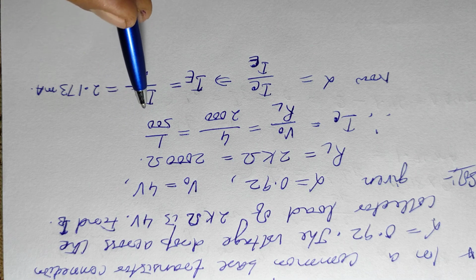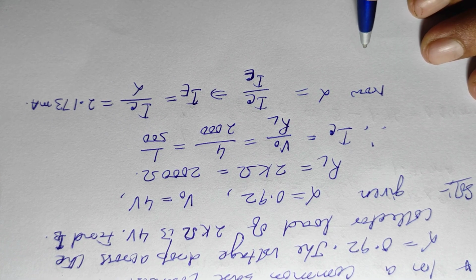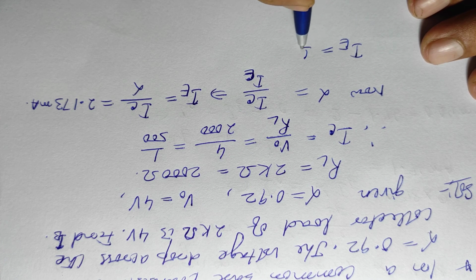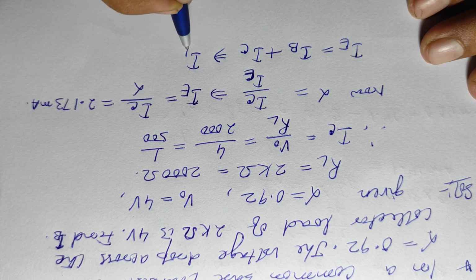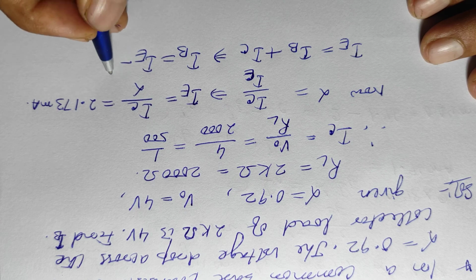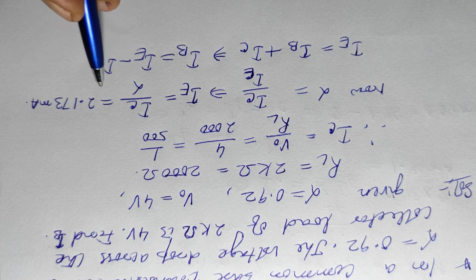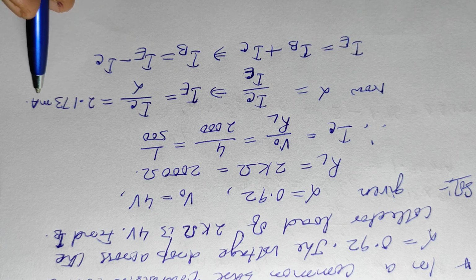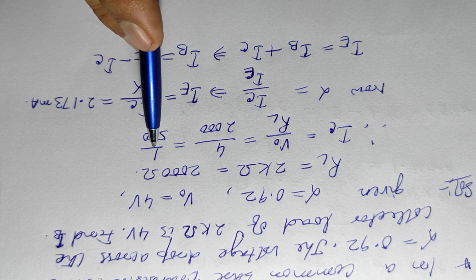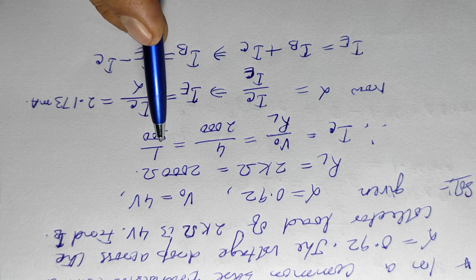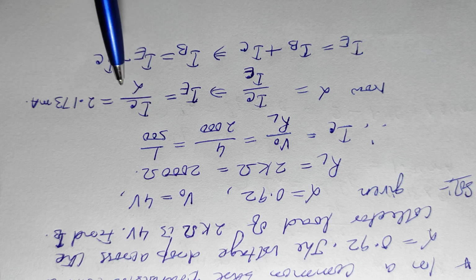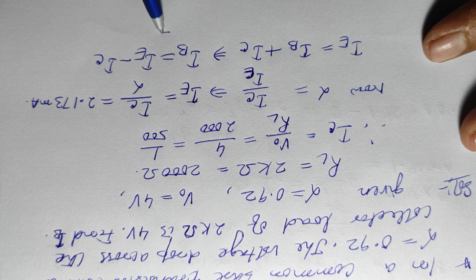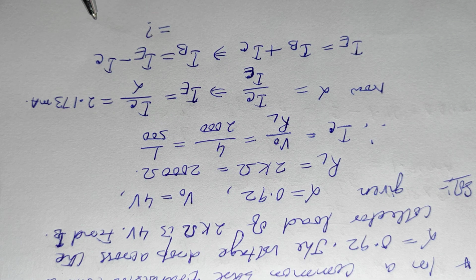So now you have to find out IB. So now IE is equal to emitter current is equal to base current plus collector current. So it implies IB is equal to how much? IE minus IC. So IE is equal to 2.173 milliampere, and IC already known to you, 1 by 500. So putting these values, you will get IB. I am not putting these values, you will put the values so that you will get the result.